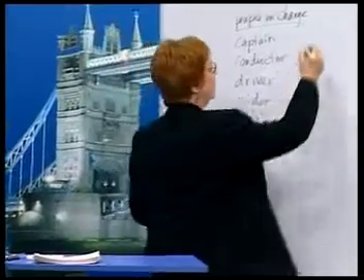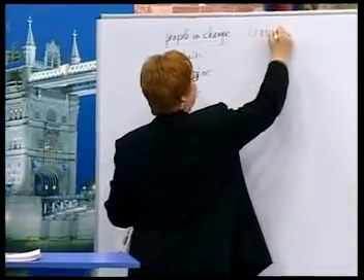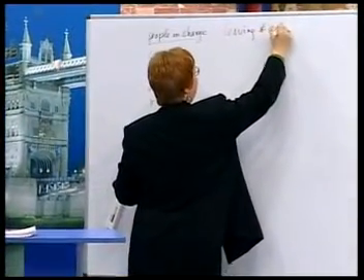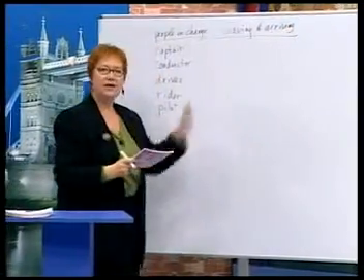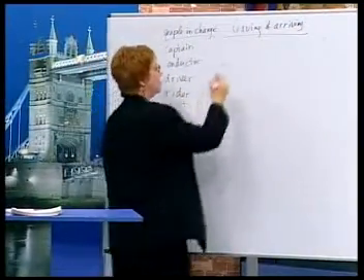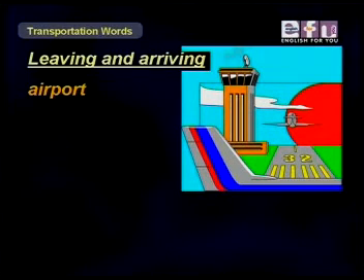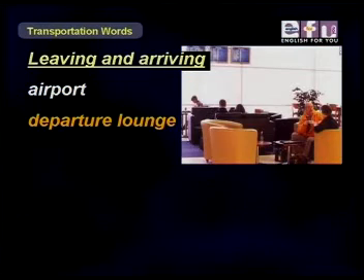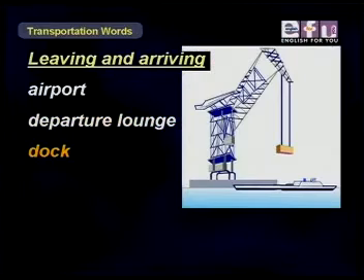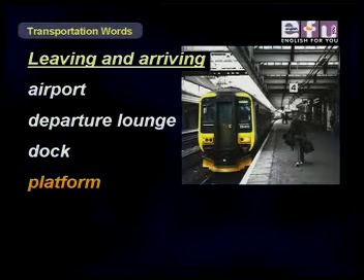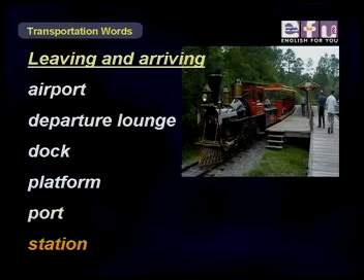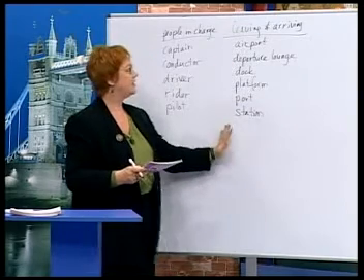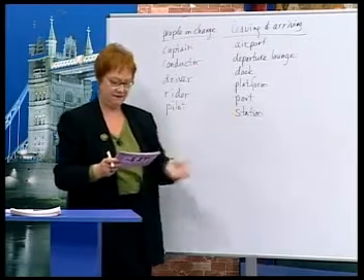Now we're going to talk about leaving and arriving. Okay, now in this group we have airport, departure lounge, dock, platform, port, and station. So these are places for leaving and arriving.